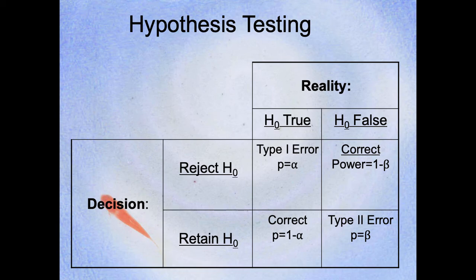Of course, if the null is false and you reject the null, that's also a correct decision. We call that power, because that is the power your study has to find a significant difference when it does truly exist, right? So that's the power of your study. Very intuitively named there. If your study is high power, you are likely to find significant differences when you should, right? When you should reject that null, you actually do.